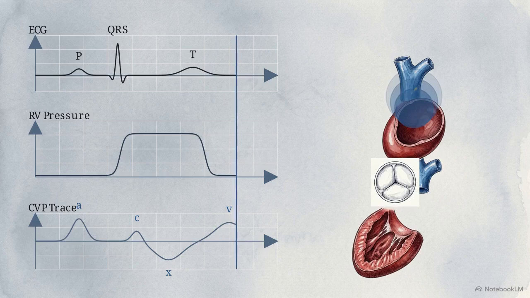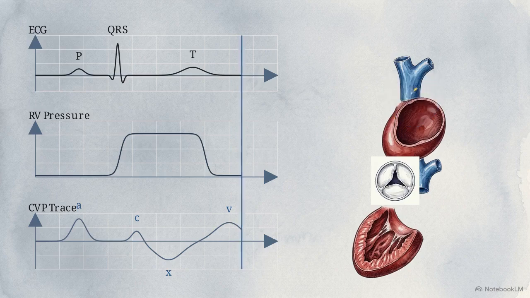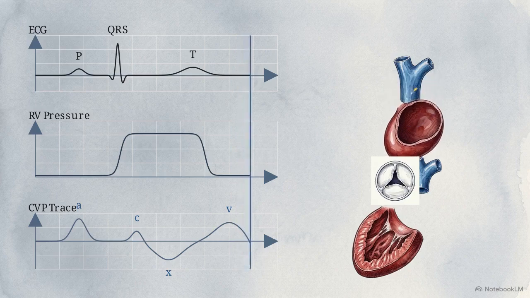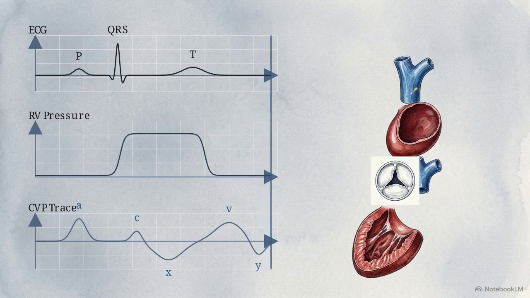Finally, ventricular pressure drops below atrial pressure. The tricuspid valve snaps open. The pooled blood rapidly empties passively into the right ventricle. This rapid outflow drops atrial pressure back to baseline, creating the Y descent.